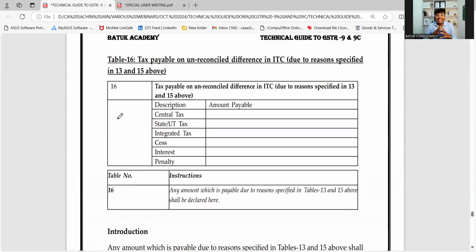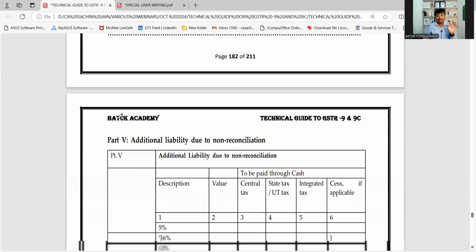Now, due to any reconciliation related differences related to input tax credit, if there is any tax payable, suppose any excess input tax credit has been claimed, and the same is not rectified within the timeline of section 16 subsection 4. The taxpayer has not rectified it while filing the GSTR-9, and when you are filing the GSTR-9C return, at that time you have rectified the same. In such a situation, you need to put the relevant things in your table number 16 if there is any payable, so that you can pay through DRC-03.